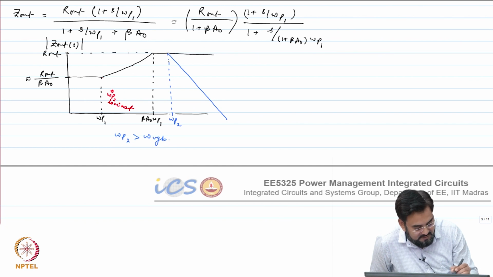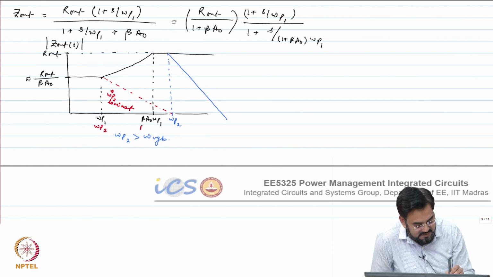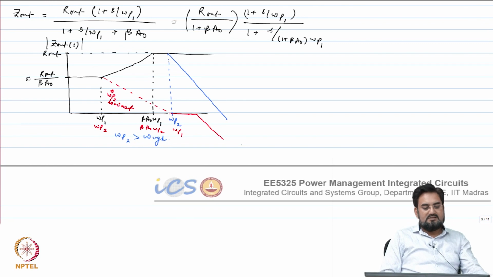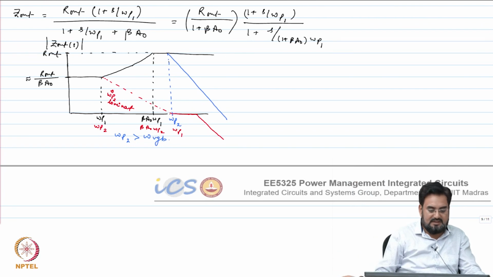Let me draw from here. So, we are just swapping the poles, huh? So, omega p1 becomes omega p2, and this becomes beta A naught omega p2, and this becomes omega p1. Then it will flatten out here, and then your pole will come at some gain, and then again. So, it is only improving, there is no 0 as such, it is not rising, your gain is not rising in that case.